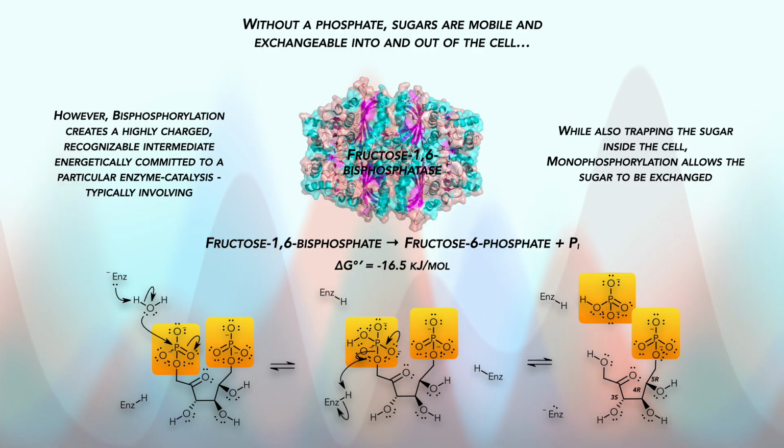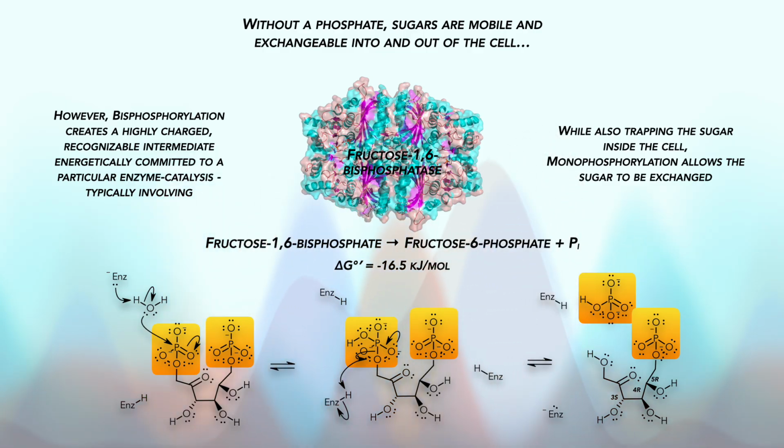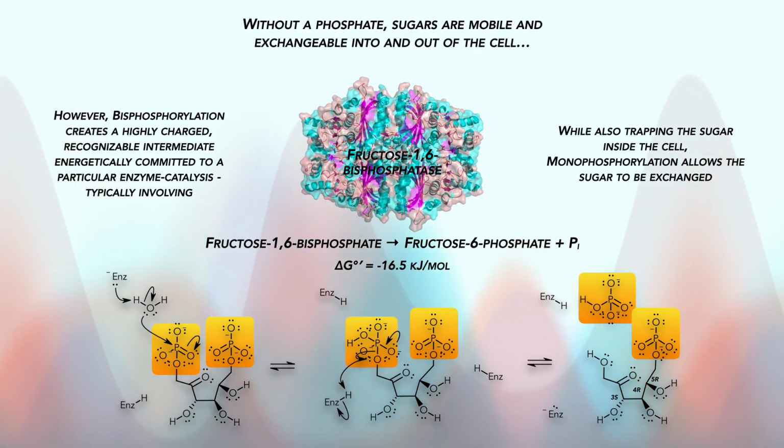Fructose 1,6-bisphosphate now contains phosphates at both ends. Hydrolysis removes the phosphate at C1 to form fructose 6-phosphate and inorganic phosphate. This is not the reverse mechanism of a kinase. A phosphatase uses water to hydrolyze an existing phosphate ester.